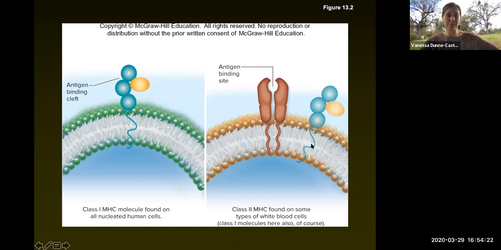Note also, because this will become important, I don't want to confuse you quite yet, but antigen presenting cells that have MHC class 2 also have MHC class 1. And this will become really important when we discuss the activation of our B and T cells, well, specifically our T cells.